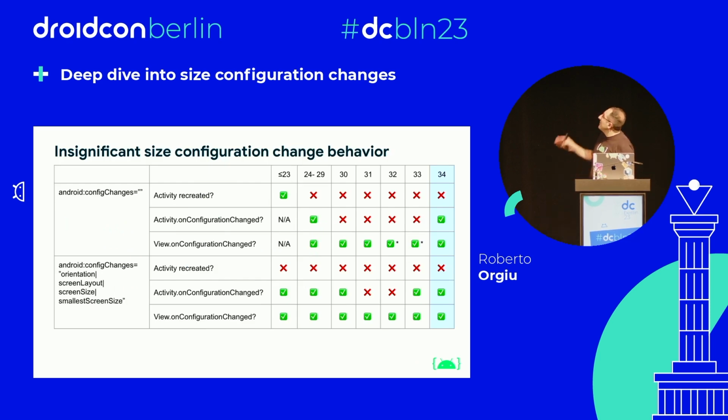So going back to this amazing table one more time, with API 34, these inconsistencies will be ironed out, and we will return to the behavior from API 24 to 29, which gives us way more predictable behavior. Either the activity is recreated, so we go through the onCreate method, or both the activity and view onConfigurationChanged are called. So this is the ideal scenario.